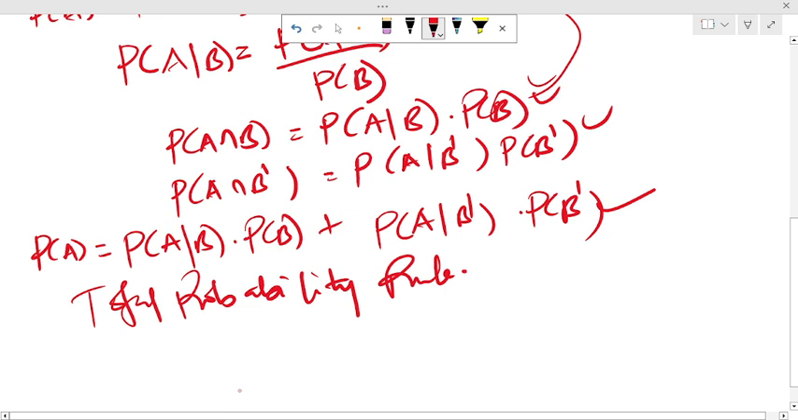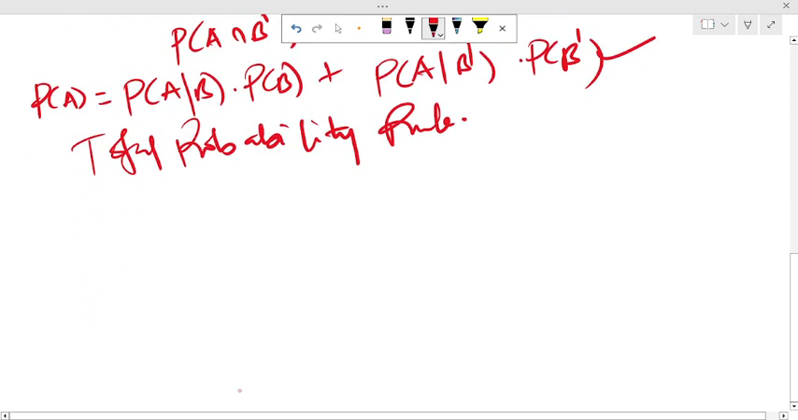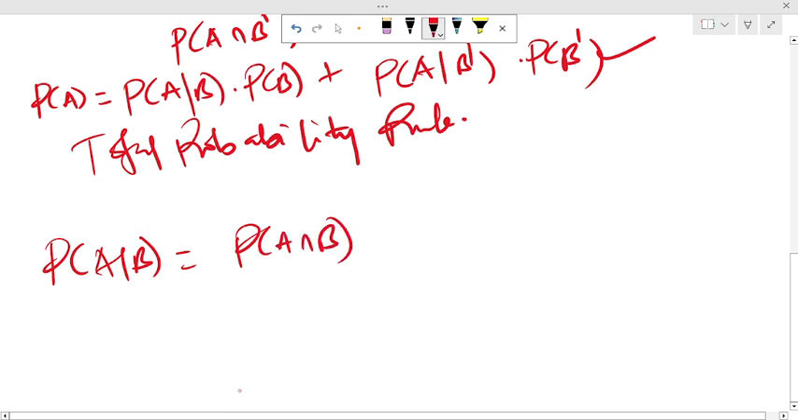Now moving on to the Bayes rule. The Bayes rule is actually built on conditional probability and the total probability rule. So we are just building on it. Now we know that the conditional probability of A, given that B has occurred, right, is equal to A intersection B, all divided by probability of B, right?